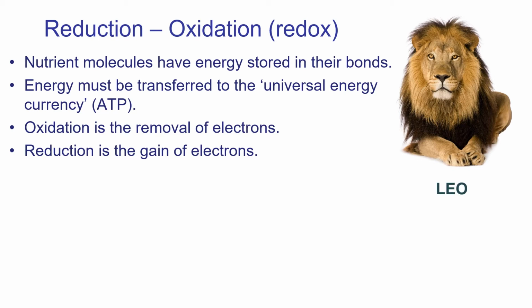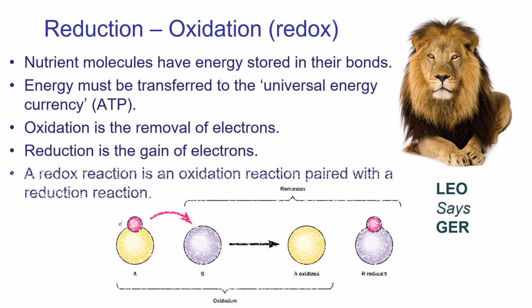You might have heard of this saying before in chemistry: Leo says grr. So Leo the lion, of course, is going to grr. Leo, loss of electrons is oxidation. Grr, gain of electrons is reduction. Nice way to remember it. So here we have a simple example of what's called a redox reaction, because we're linking oxidation and reduction together.